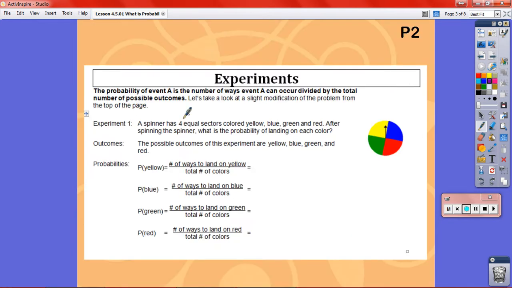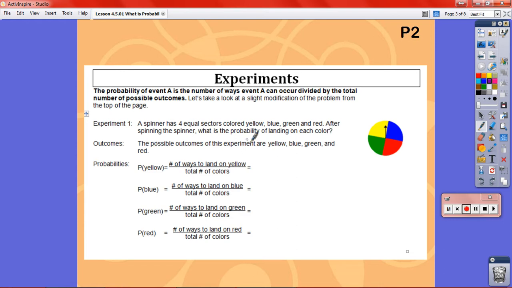So we have some experiments. And this is page 2 in the student's packet that they get. So we have this first experiment here where we have a spinner that is 4 equal parts, and the parts are colored yellow, blue, green, and red. After spinning the spinner, what is the probability of landing on each color?